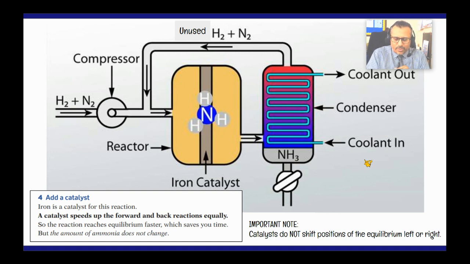But the amount of ammonia does not change. Okay, the amount of ammonia doesn't change. You just get to that yield in a much quicker time. So using a catalyst does not shift the position of the equilibrium left or right. It doesn't make you any more ammonia. It just gets you to the amount that you can make in a quicker time.